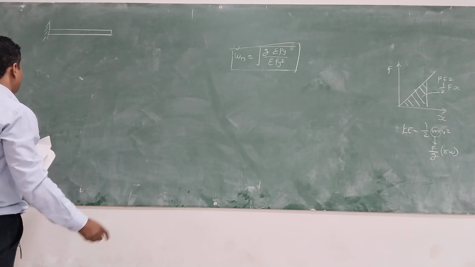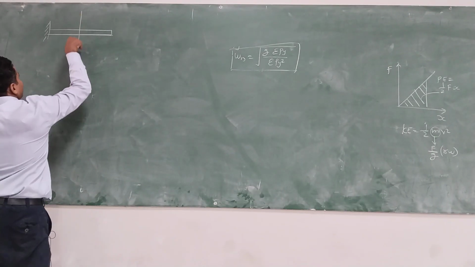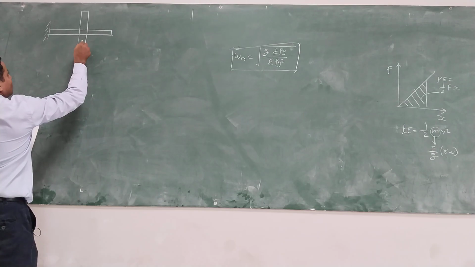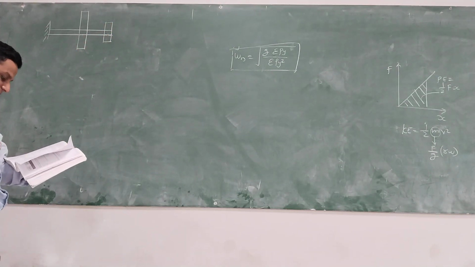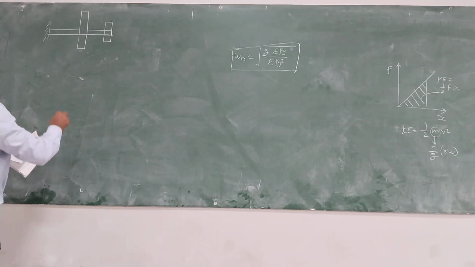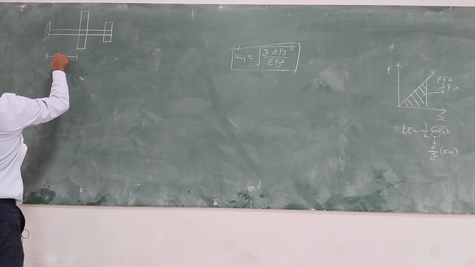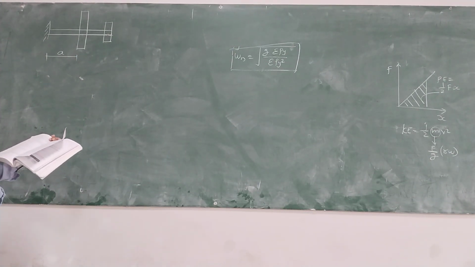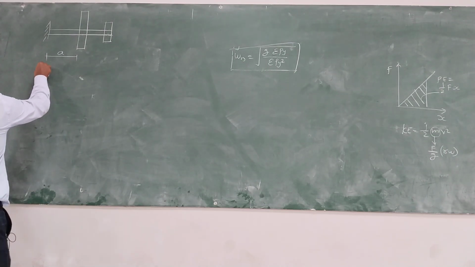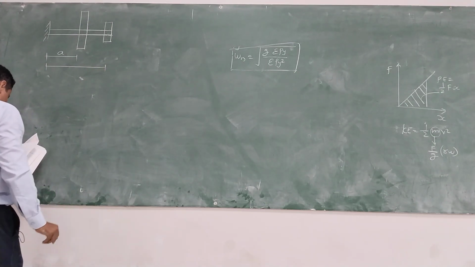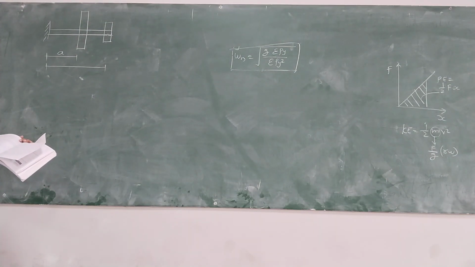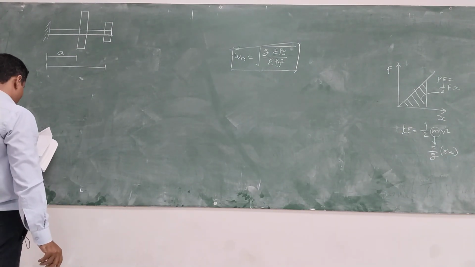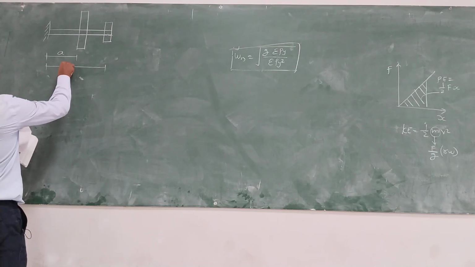1.96 into 10 raised to 11 Newton per meter square, and I equal to 4 into 10 raised to minus 7 meter raised to 4.